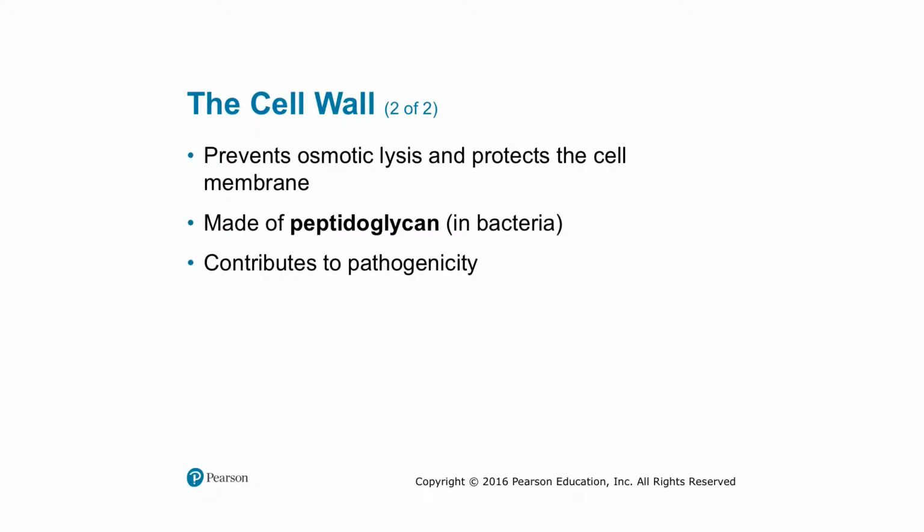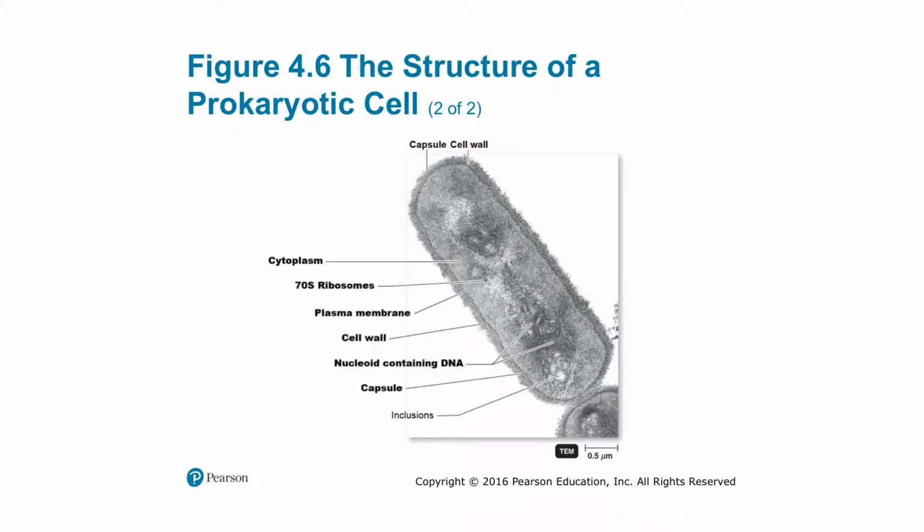The cell wall prevents osmotic lysis and protects the cell membrane. It's made of peptidoglycan in bacteria, and it contributes to pathogenicity. Here you can see the capsule and the cell wall, as well as a lot of other things in this transmission electron micrograph. This is one of those interesting things we see, where these bacteria actually have a lot of stuff going on inside of them.